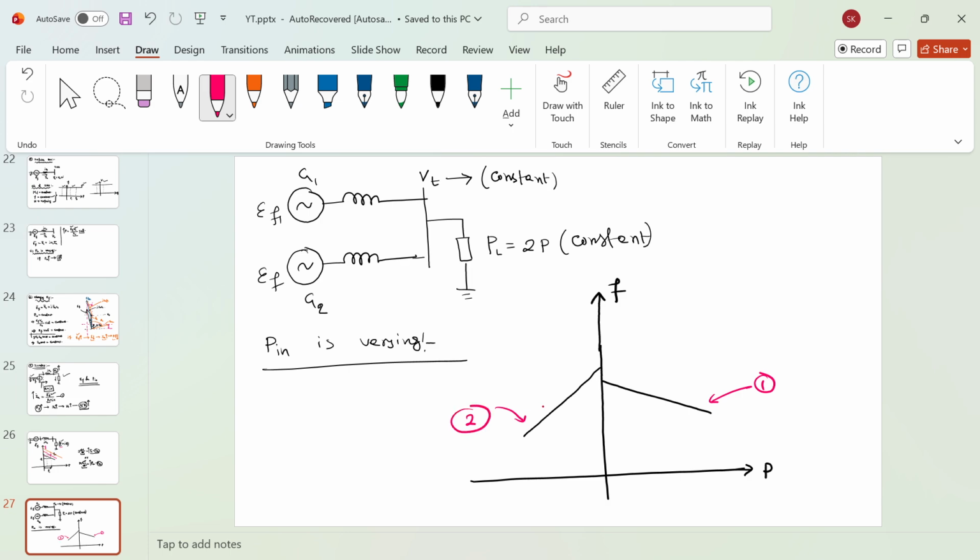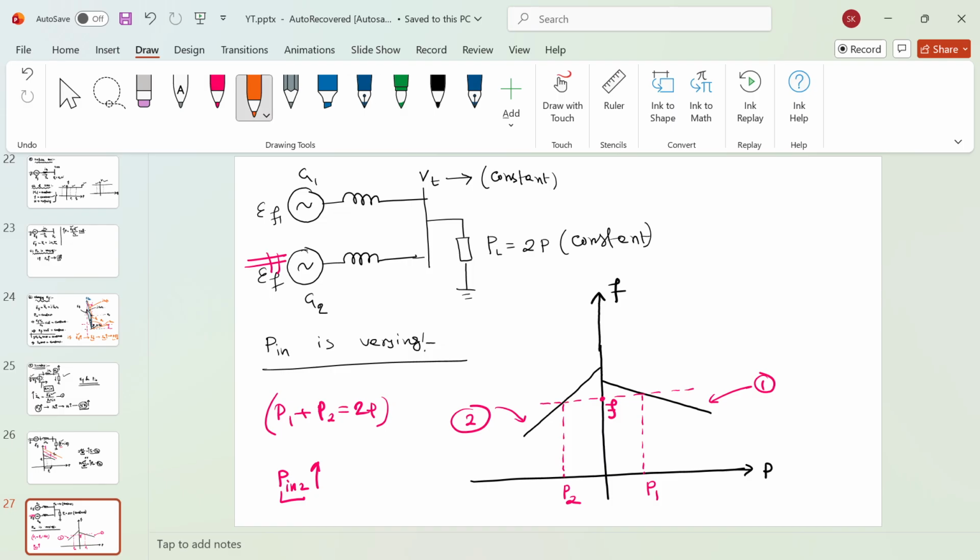Here let's say this one is supplying some P1 amount of active power, and this one is supplying P2 amount of active power. Since I am considering the load power is constant, P1 plus P2 is 2P, so this needs to be the same. And here you can see the frequencies. Now let's say I have increased the generator input power of G2. So my P input has increased. If you increase the input power, then what will happen?